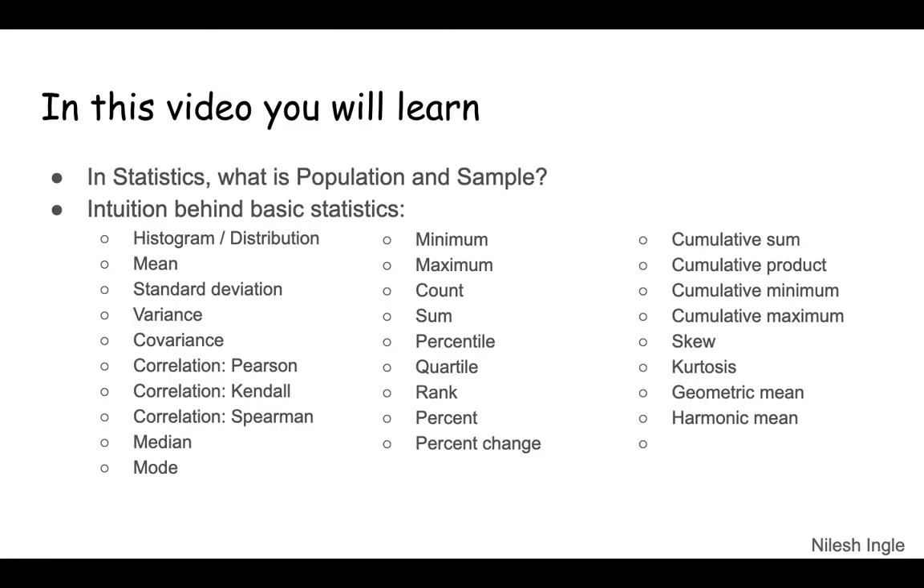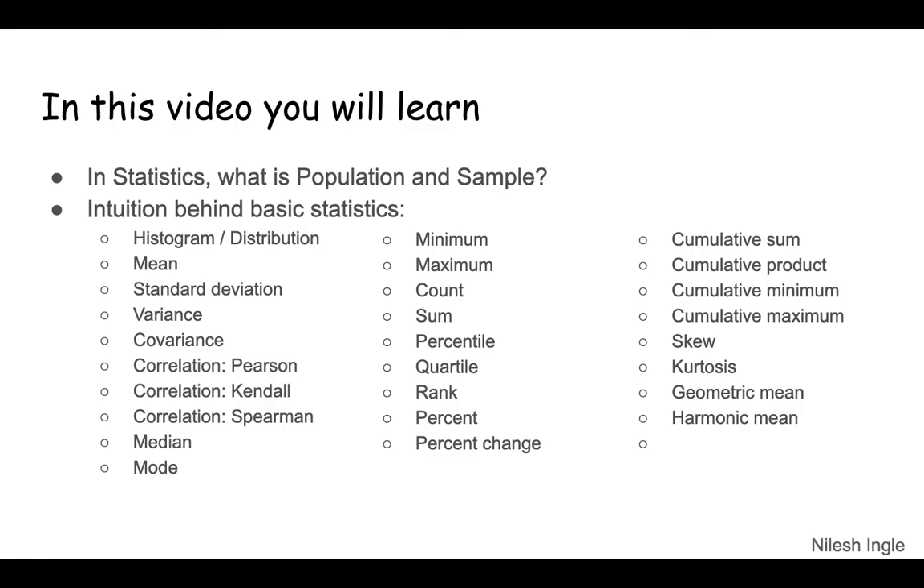So in this couple of videos, we're going to talk about all the topics put here on this slide, starting with what is population and sample in statistics, and then what is histogram, mean, standard deviation, all the way up to geometric mean and harmonic mean. There's a lot of stuff in here, and I tried to make one video, but it was more than an hour, so I've broken that up into multiple videos, and in each of those videos you'll see parts of this being discussed. I hope you learn from these videos.